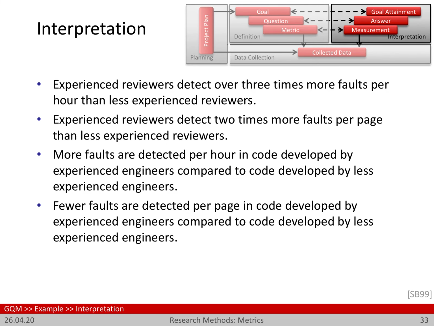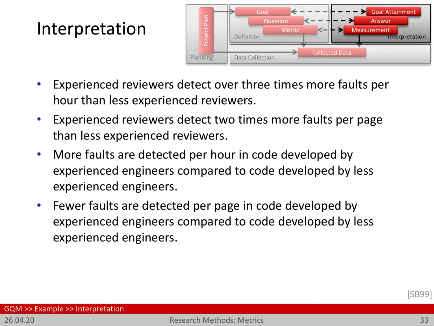So what were the conclusions for the development team from this data gathering? They understood that experienced reviewers detect over 3 times more faults per hour than less experienced reviewers. That's a very important result. Experienced reviewers detect 2 times more faults per page than less experienced reviewers, meaning they spot more of the available defects, 2 times more, and they are faster, because in total they are 3 times faster.